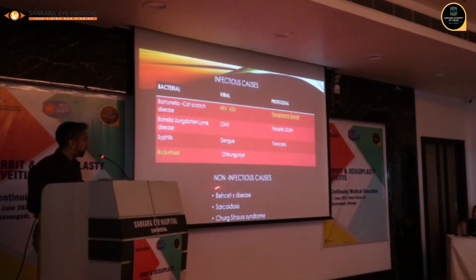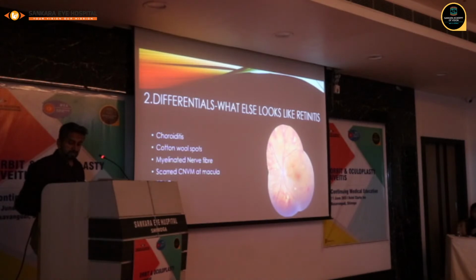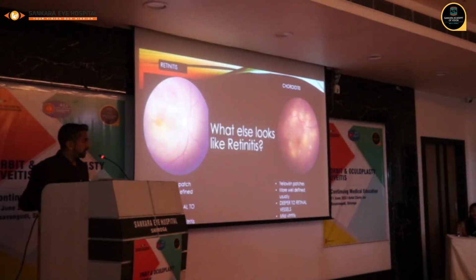Among non-infectious causes, I'd like to stress upon Behçet's. Though Behçet's disease mostly presents with vasculitis, the second most common manifestation after vasculitis is retinitis. So, what else looks like retinitis? Most often it is not that something else is diagnosed as retinitis; it is that retinitis gets misdiagnosed as other things. Retinitis can be commonly confused for choroiditis, cotton wool spots, myelinated nerve fiber, and retinal vascular occlusions. So most of the time it is misdiagnosed. So it is a very important slide.